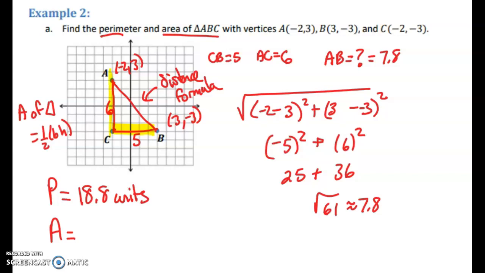So what your formula can be is, let me change my color here, 1/2, the base is 5, the height is 6. 5 times 6 is 30, and half of 30 is 15. So it's 15 units squared, or 15 square units. And that's our answer.